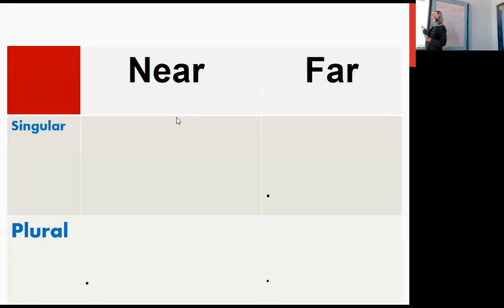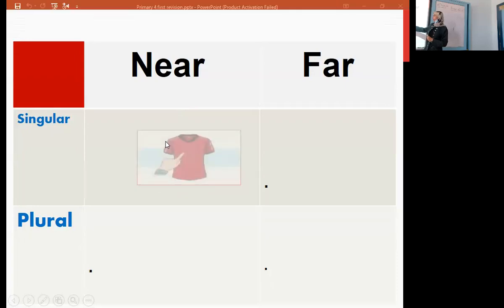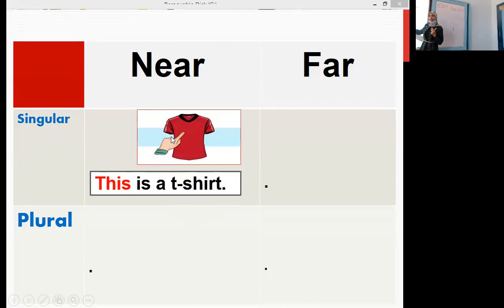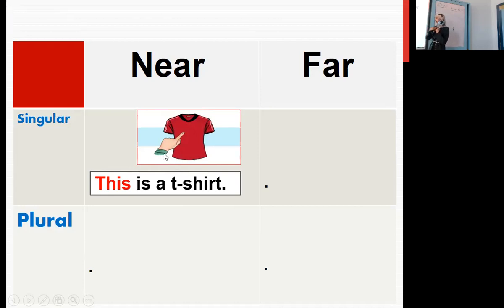We have here a table for singular and plural, near and far. What can you see in this picture? Yeah, this is a t-shirt. Is it one or more than one? One. Is it far or near? Of course this is near for me. So we can say this is a t-shirt, because it's singular and it's near for me.